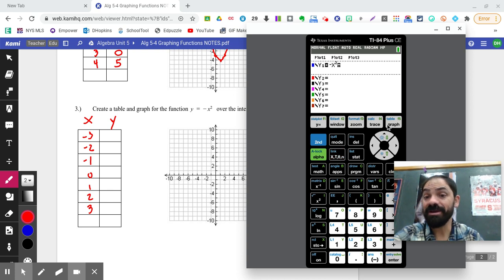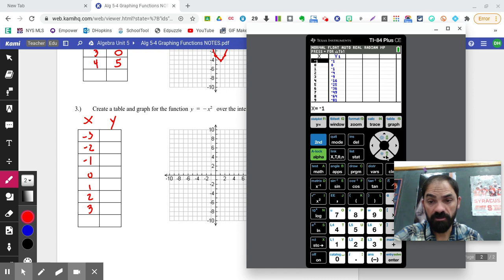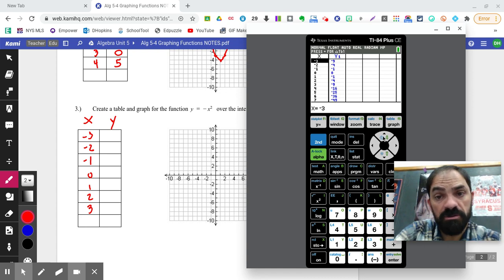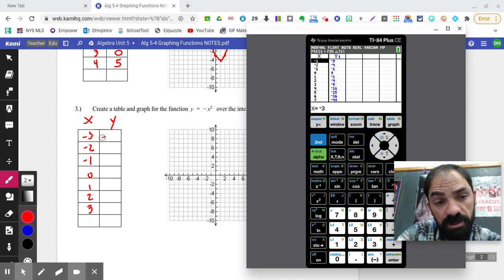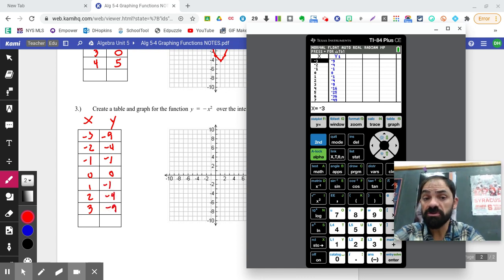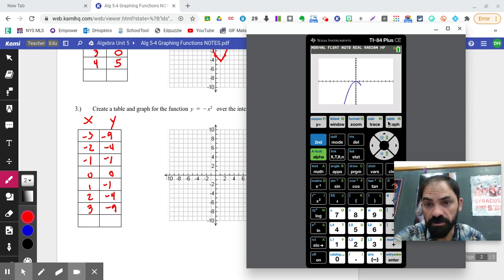We're going to our table, and I want -3. So I have to arrow up to get to the -3. So we've got -9, -4, -1, 0, -1, -4, -9. Since it's raised to the 2, it's squared. You know it's going to be, you guessed it, shaped like a U, only it's upside down because it's negative.